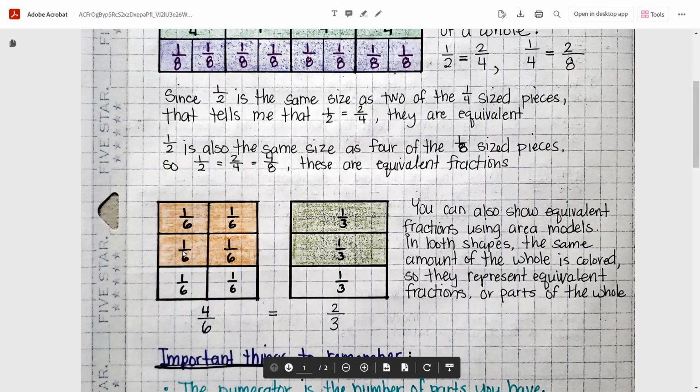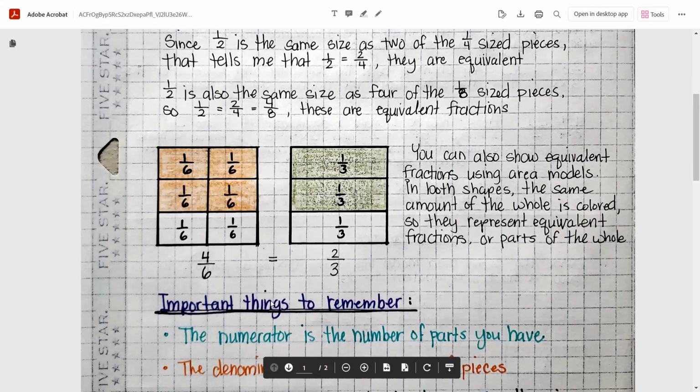So over here, I have 4 of my 1/6 size pieces, or 4/6. And here I have 2 of my 1/3 size pieces that are colored, or 2/3. So 4/6 is equal to 2/3. Now remember what I was telling you about at the end of the video. How do we get from 4 to 2? How do we get from 6 to 3, or the other way around? How did we get from 2 to 4? How did we get from 3 to 6? So 2 times 2 gave me the 4. 3 times 2 gave me the 6.